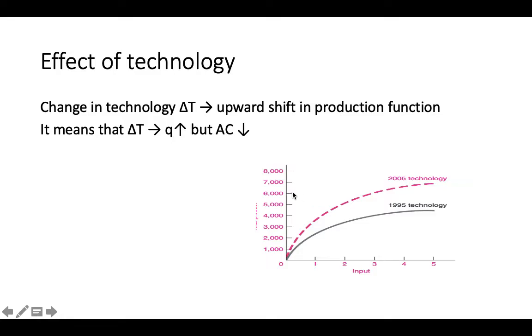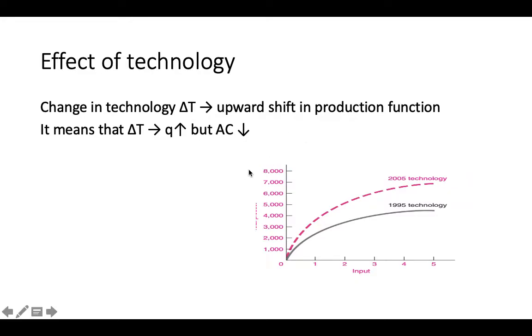Now it is able to produce 6,000 units of output. So it means that when there is a change in technology, more output can be produced with the same level of input, which means that per unit cost is definitely going to be decreased for the firm.